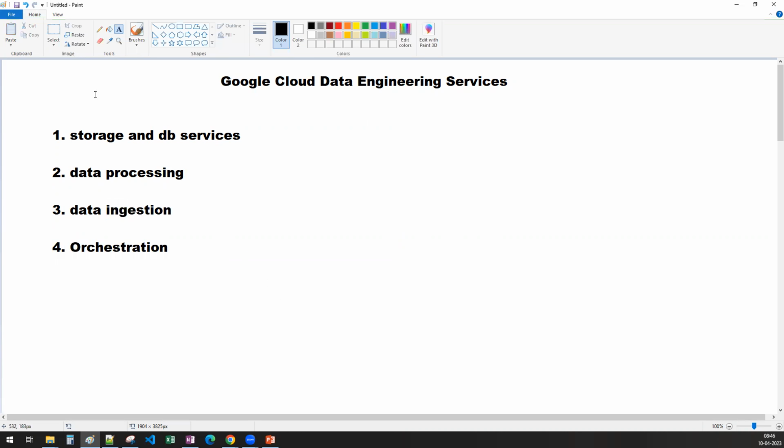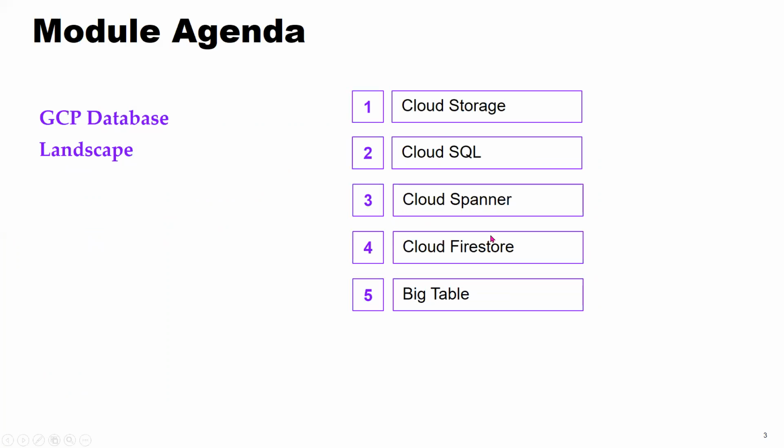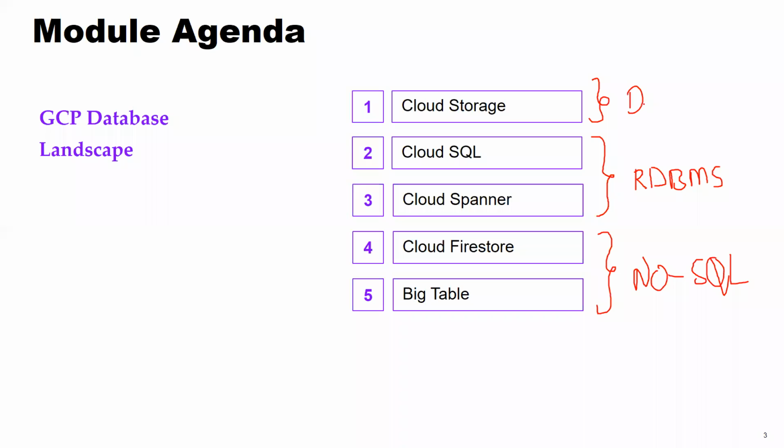And we are starting with the storage and database services. In that, the first service is Google Cloud Storage. And after that, we have the RDBMS solutions. These two are the RDBMS solutions, sir. These are the NoSQL databases. This is a data lake.